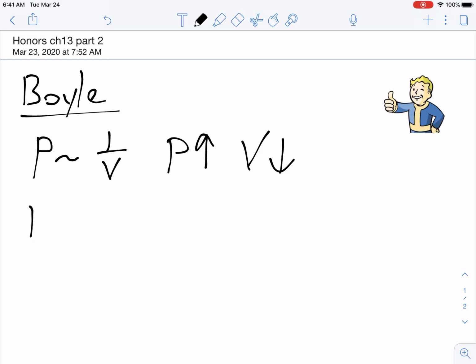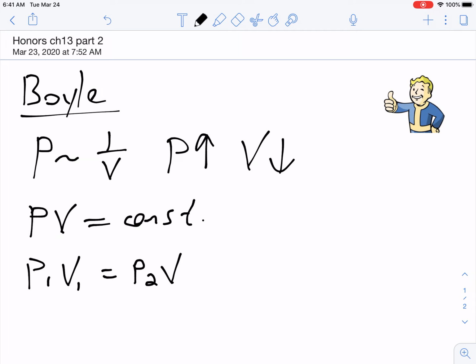Which means that pressure times volume is constant. Which means that P1 V1 has to be the same as P2 V2. In the balloon analogy, before I squeeze, the balloon is sitting there at pressure 1 and volume 1. I apply a different pressure, pressure 2, and I will achieve volume 2. This is Boyle's law.